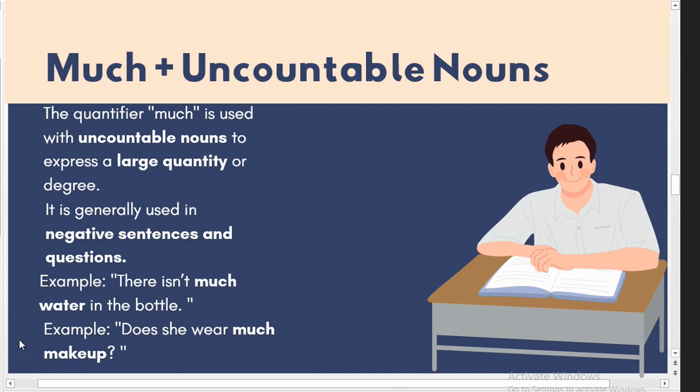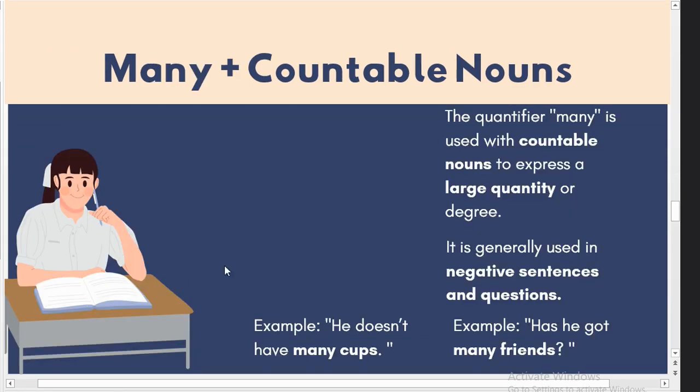Much with uncountable nouns. Okay. Many. We will use many with countable nouns. The quantifier many is used with countable nouns to express a large quantity or degree. It is generally used in negative sentences or questions. For example, has he got many friends? You can count friends, so we can easily say, has he got many friends?